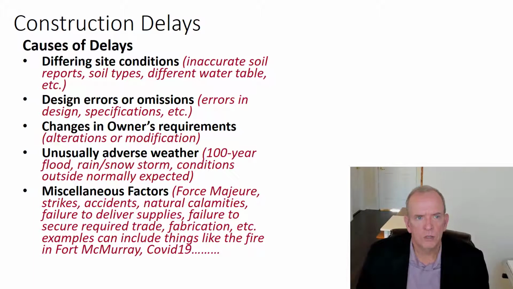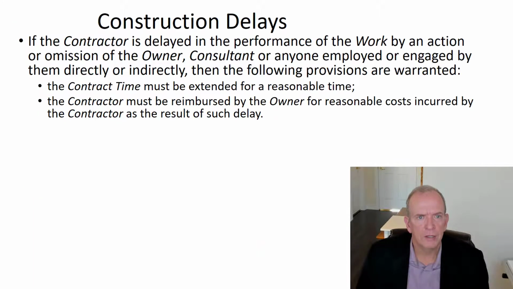So just to quickly give you some guidelines on construction delays. That gets worked out in the system, and it depends who caused the action or omission. Was it the owner? Was it the consultant? Was it the GC? As a result, you might get extra time but no money. That would be excusable, non-compensable. Or the contractor must be reimbursed by the owner for reasonable costs incurred by the contractor as a result. That would be excusable and compensable. And as I said, if the contractor caused it, well, that's inexcusable. You better fix it.